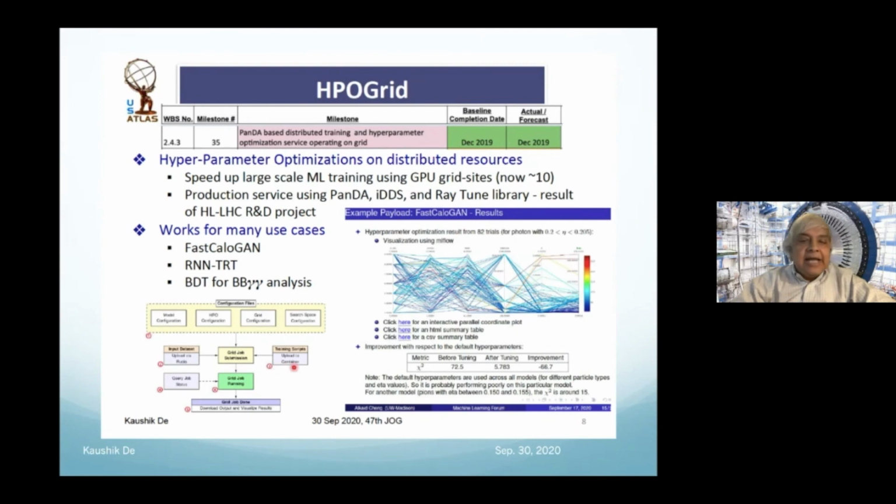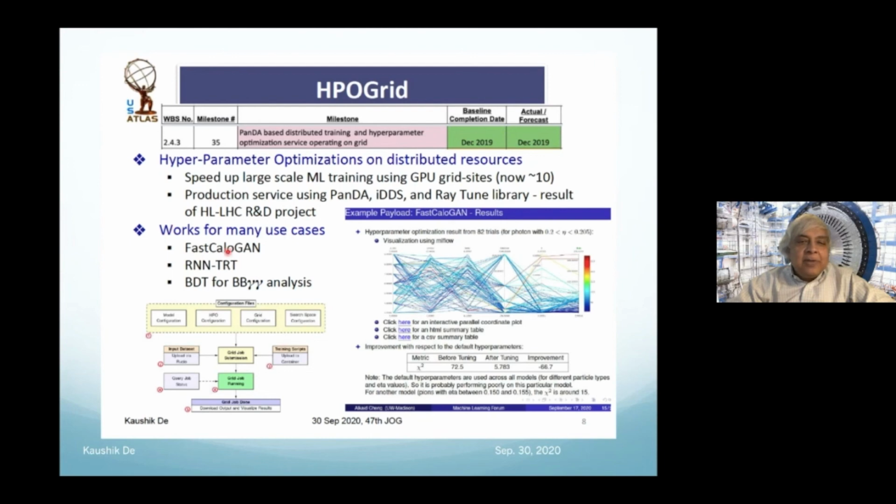One of the slides I picked from my talk was something called HPO Grid, which is a Panda-based distributed training and hyperparameter optimization service operating on the grid. This shows how Panda, the software that I just talked about, which was invented right here at UTA, along with the iDDS, which is a data streaming service, along with the Ray Tune library, can process machine learning training using GPUs at dozens of grid sites all over the world. You can see a visualization of that, what we call ML Flow, here.